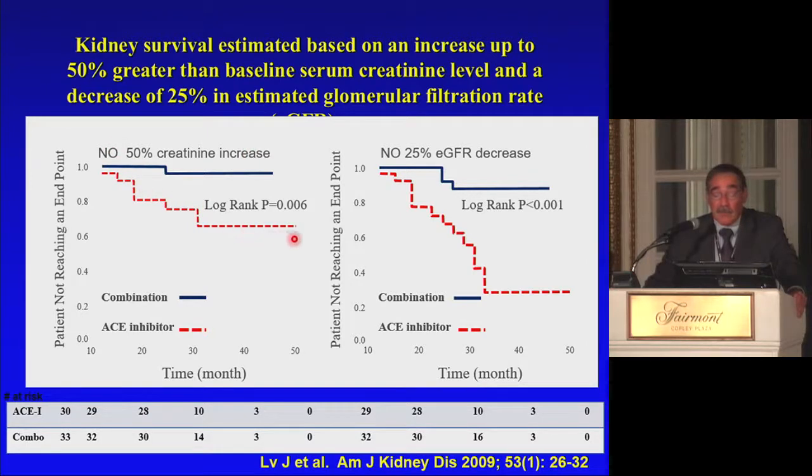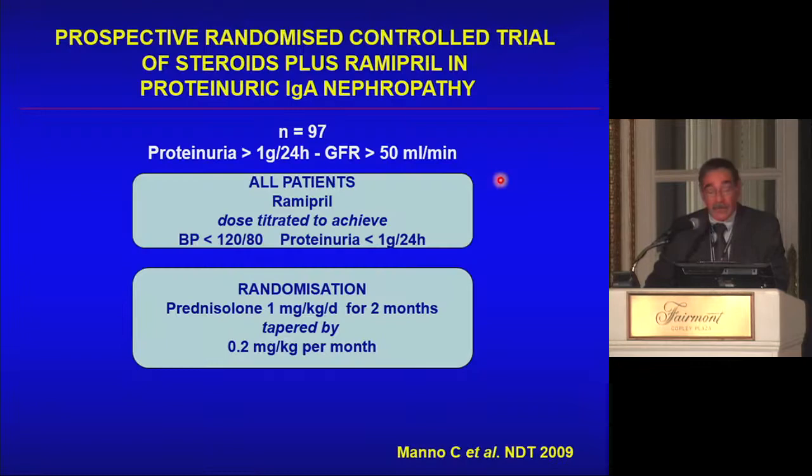Here's the ACE inhibitor group here. This is the group that had the combination of the ACE inhibitor and the steroids. Not having a 25% reduction in GFR. Again, the steroid group did better. Proteinuria reduction better in the steroid group. Positive study for steroids. Third study, different Italian group.